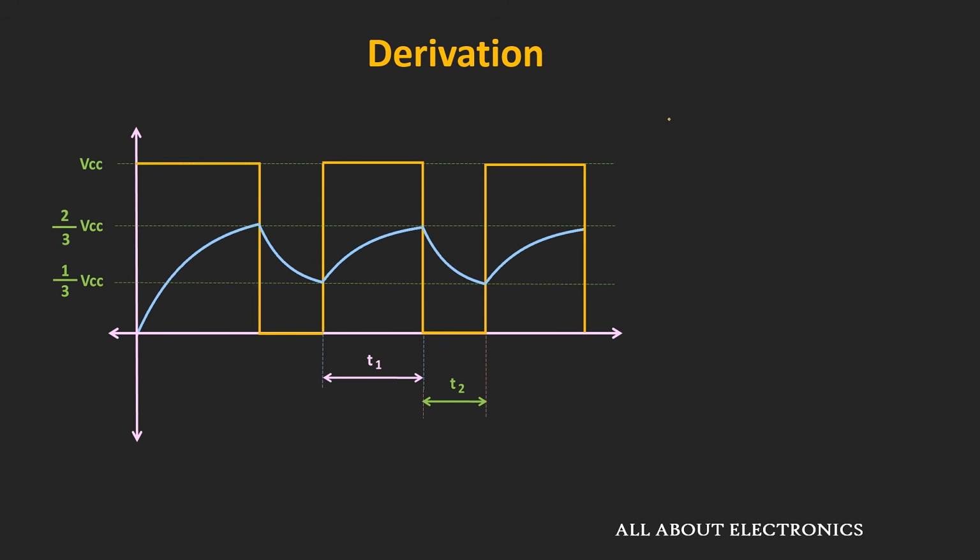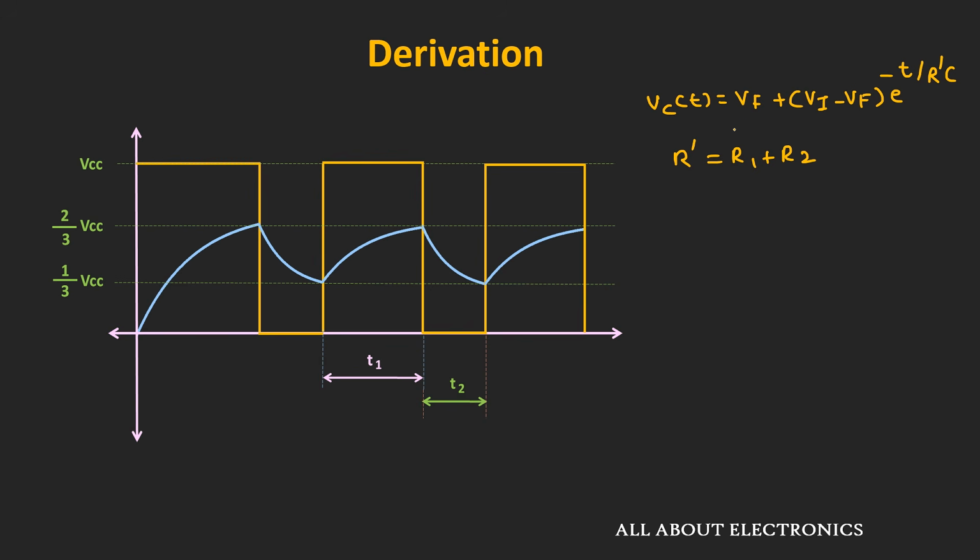Now, like we had seen in the earlier video of transient analysis, the capacitor voltage can be written as V final plus V initial minus V final times e to the power of minus t divided by R dash times C, where here R dash is equal to R1 plus R2, because during the charging time the capacitor is charging through the resistor R1 and R2.